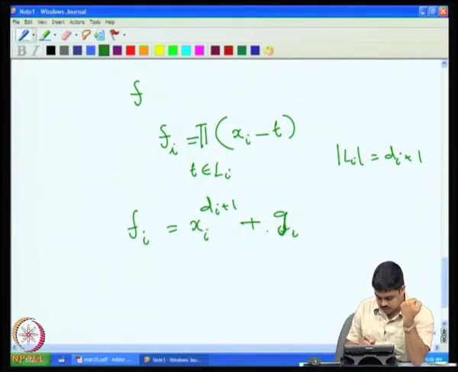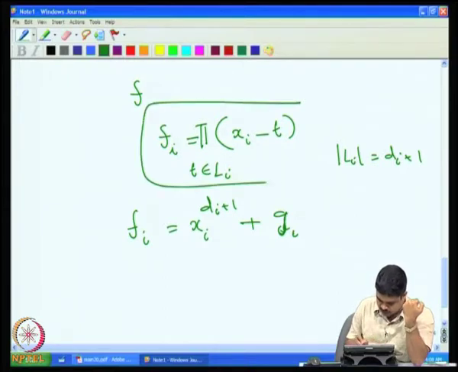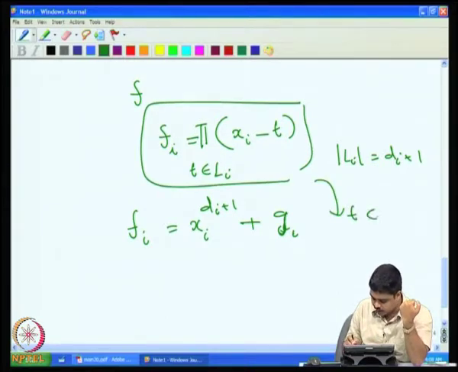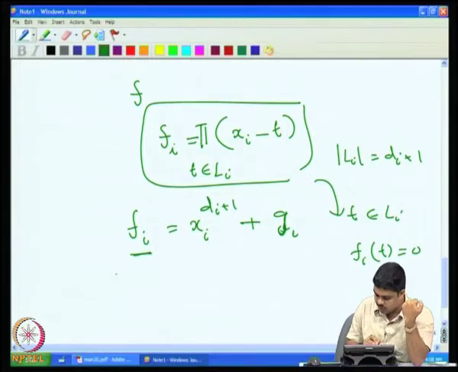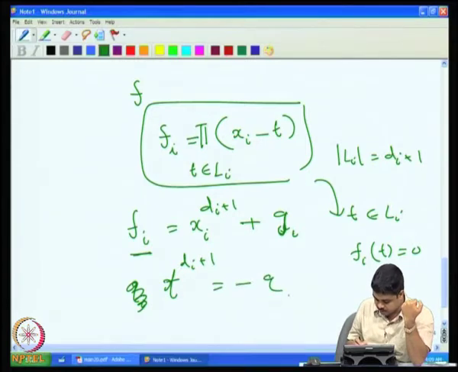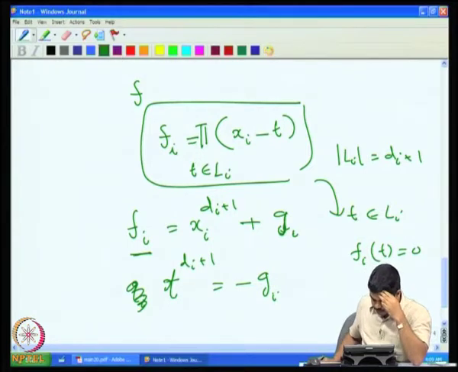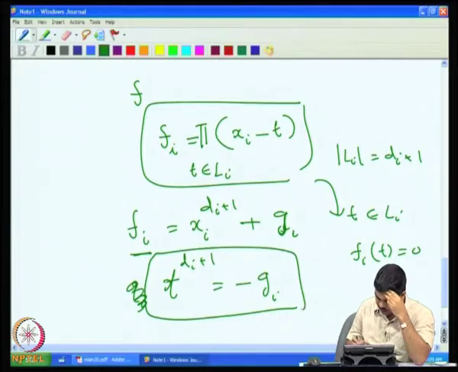The good thing about this is, if you substitute any value from Li in this fi, so for any t an element of Li, fi of t will be equal to 0. That means this side will evaluate to 0. So, t raised to di plus 1 will be equal to minus gi of t. So, this will hold for any t we select from this set.